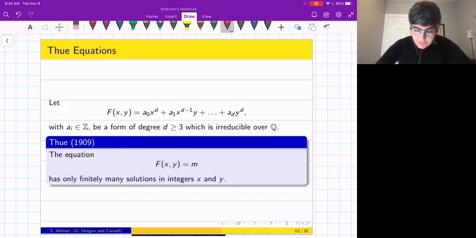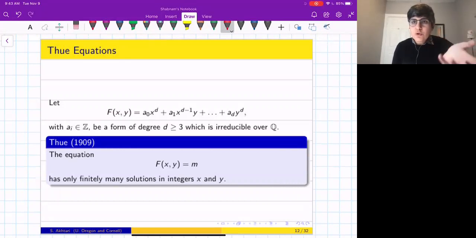But anyway, if you assume that your degree is at least 3 and your form is irreducible over Q, then Thue in 1909 proved that if you put f of x and y equal to m, where m is any fixed integer, you can have only finitely many solutions, okay? And it is quick to see why the degree 3 is important. For example, if you have degree 1, you have a line. Obviously, on a line, you can have infinitely many integral solutions x and y.